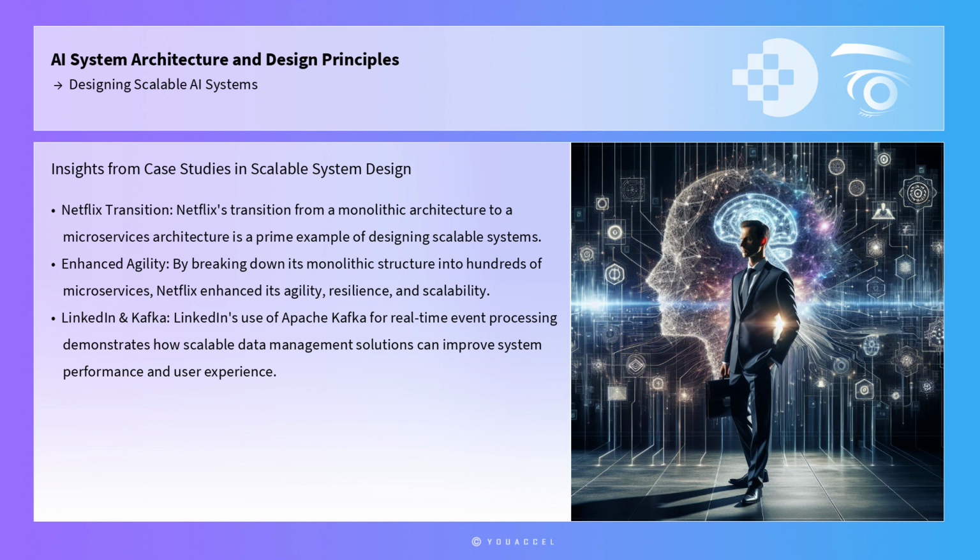Case studies provide valuable insights into the practical application of these frameworks and tools. For instance, Netflix's transition from a monolithic architecture to a microservices architecture is a prime example of designing scalable systems. By breaking down its monolithic structure into hundreds of microservices, Netflix enhanced its agility, resilience, and scalability, allowing the company to serve over 200 million subscribers worldwide efficiently. Similarly, LinkedIn's use of Apache Kafka for real-time event processing demonstrates how scalable data management solutions can improve system performance and user experience.